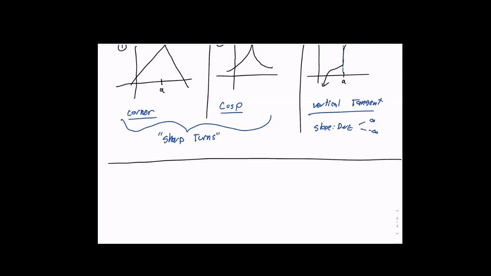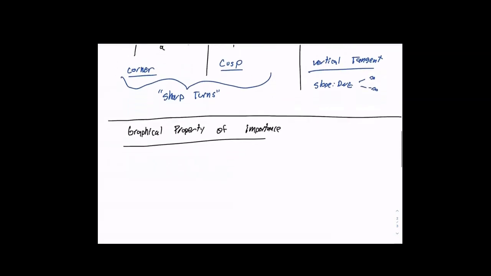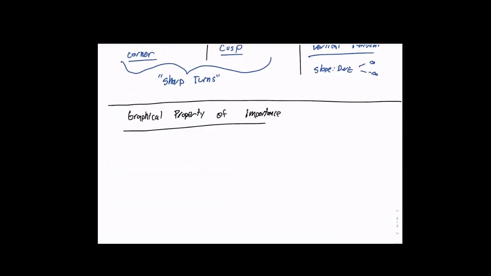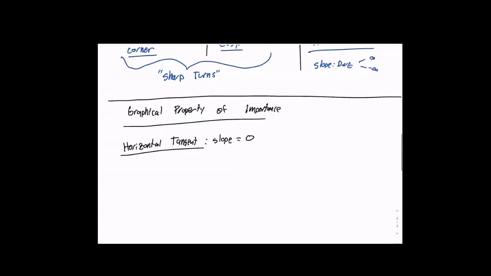And now another graphical property of importance, and this is going to come up a little bit more, but there are some homework problems that are going to ask you about this one, so I want to do it. This is what's called a horizontal tangent. Horizontal tangents are very important. This is where, of course, the slope is equal to 0, and it can happen in multiple locations.